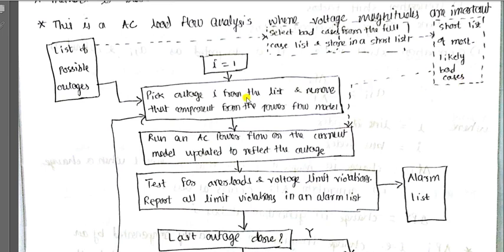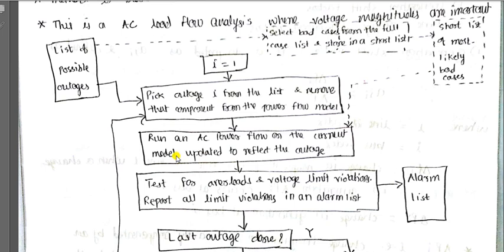Then we set a count i equal to 1. Further, we pick the outage i from the list and remove that component from the power flow model. Here this variable i indicates the outage number or the contingency number. So that first contingency we have selected here.